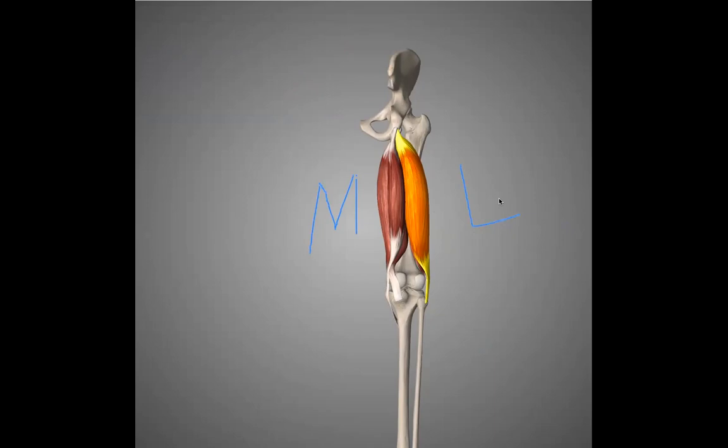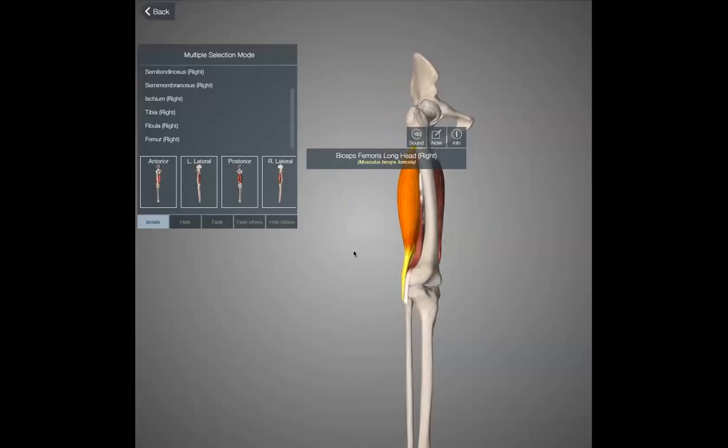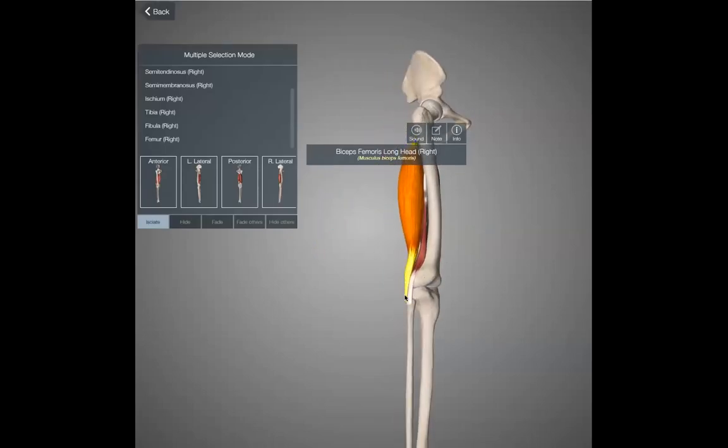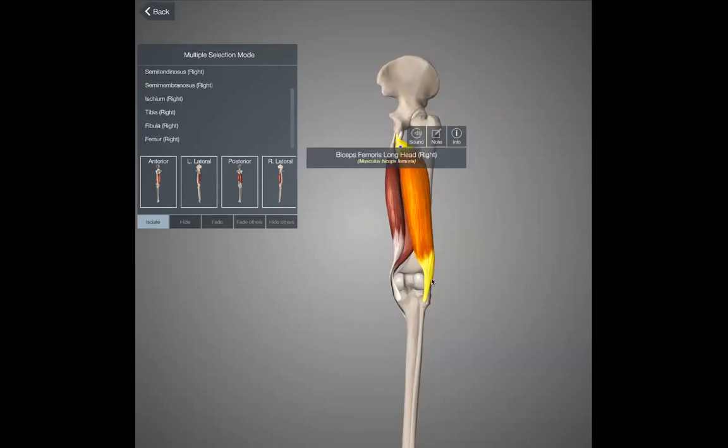And the common tendon of the two heads can be palpated at the popliteal fossa. You can see that in a way they have a common tendon, and the popliteal fossa is found here.